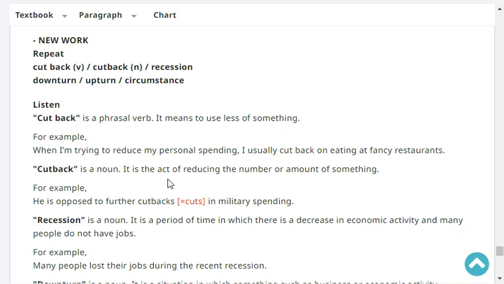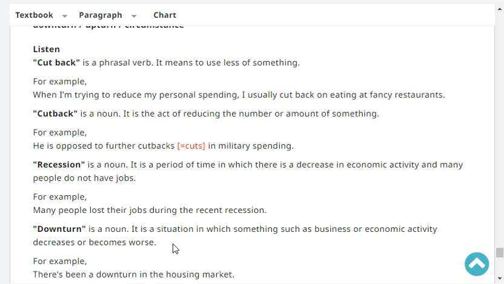Next, as a noun, cutback is the act of reducing the number or amount of something. For example, he is opposed to further cutbacks in military spending.